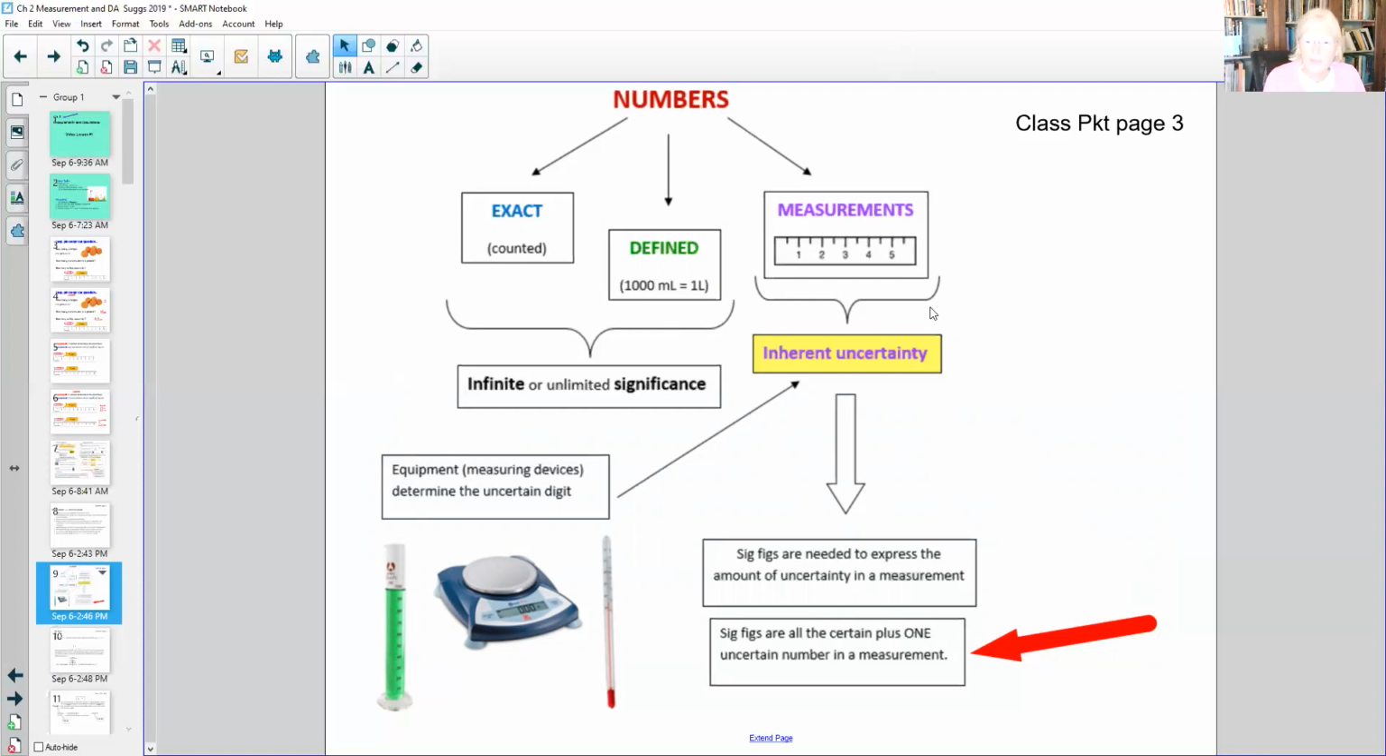But it's measurements that are the type of numbers that we have to write down, thinking of sig figs. Whenever you have an instrument, it will set the uncertainty of the measurement that you're making. So measurements have inherent uncertainty. Read these boxes and make sure they make sense to you.